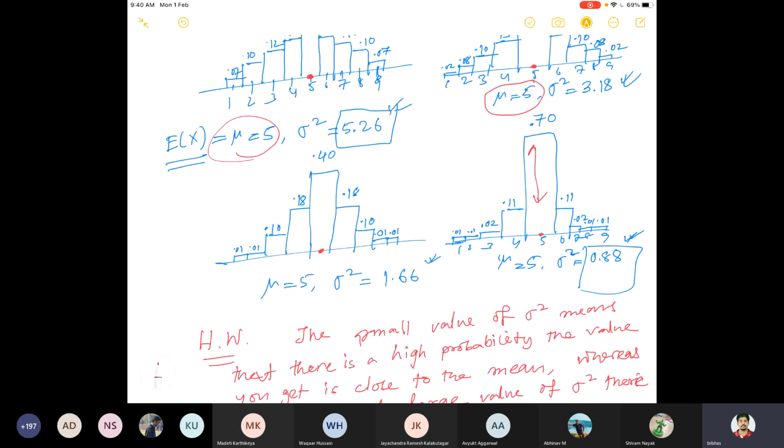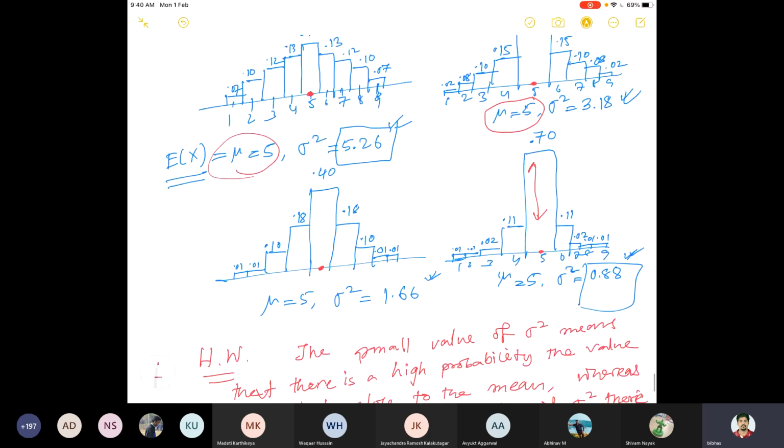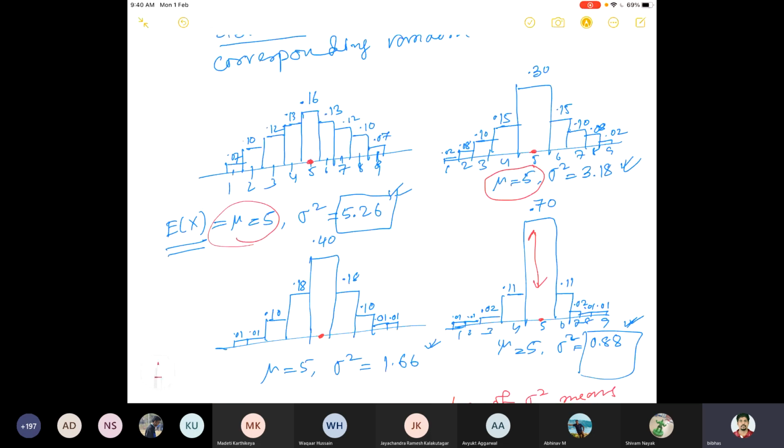So the larger the value is, because you see, the probability of getting 5 is high, and the probability of getting 6 is a little closer than the probability of getting 9. And see the other one. Probability of getting 5 is 0.6. This is higher, 0.6. And then this is, what did I say?